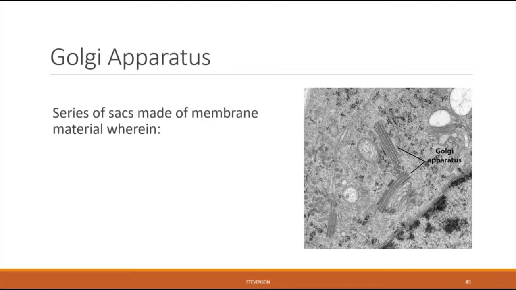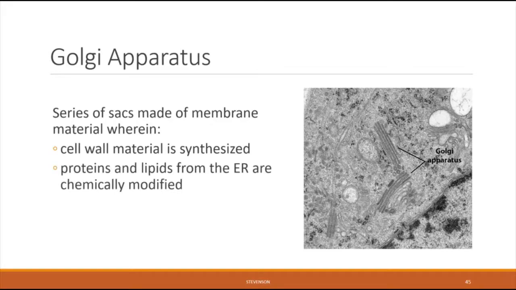Another structure that eukaryotic cells have is something called the Golgi Apparatus, also known as the Golgi body. The Golgi Apparatus is kind of similar in appearance to the endoplasmic reticulum in that it is a series of membranes or sacs that you can see pointed out here, but the function is different. The Golgi apparatus is where the cell wall material is synthesized. It's also where proteins and lipids from the endoplasmic reticulum are sent in order to be chemically modified so that they can perform their functions.